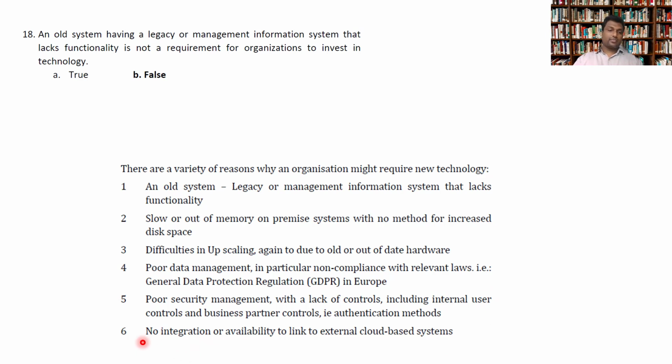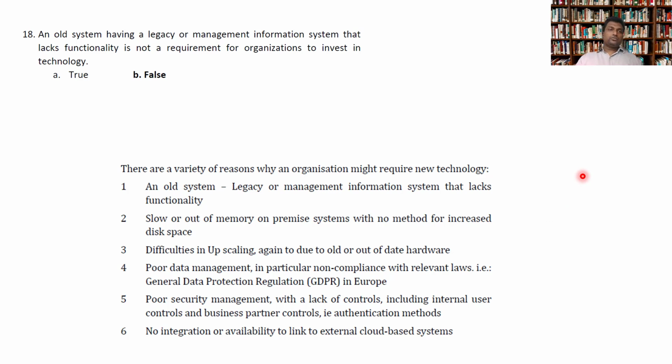And talking about the old system, when you buy new systems, or if you go for cloud-based systems to work with in the organization, if you can't connect the old system to the new cloud system, then there's no point in keeping those systems. You have to upgrade.